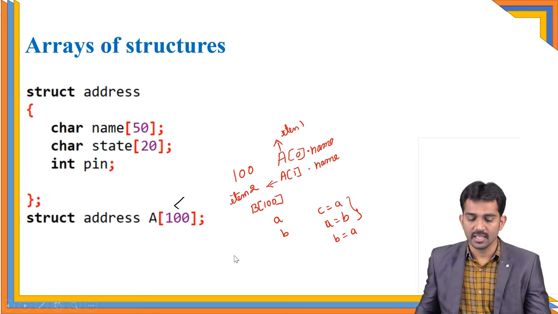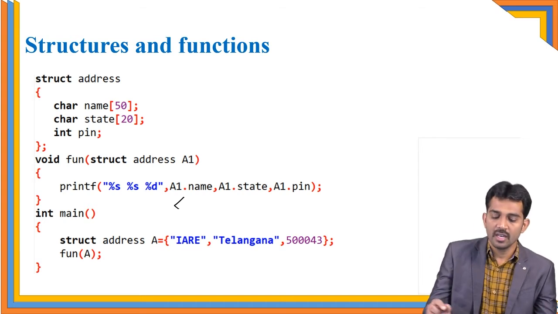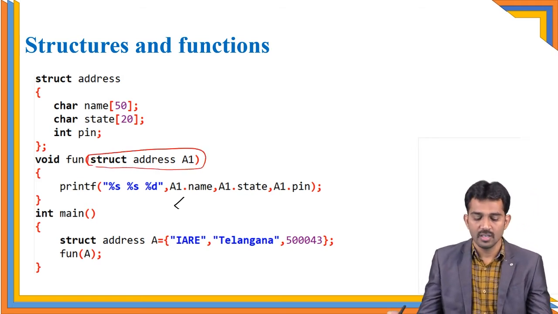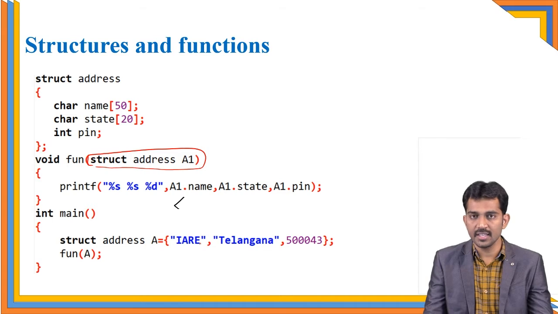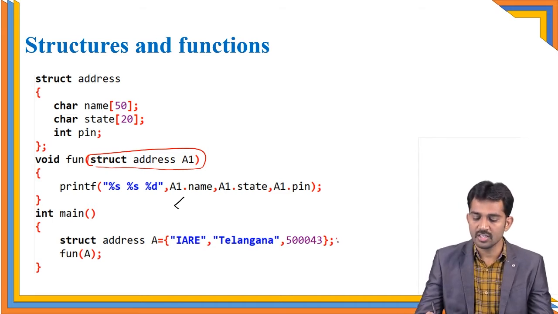The next thing, structures and functions. How to pass structures as arguments in functions. The structure variables you can pass like a normal variable, but for the catching variable you should use struct address A1. You created one structure here with name IARE, Telangana, 50043. This is the structure initialization.